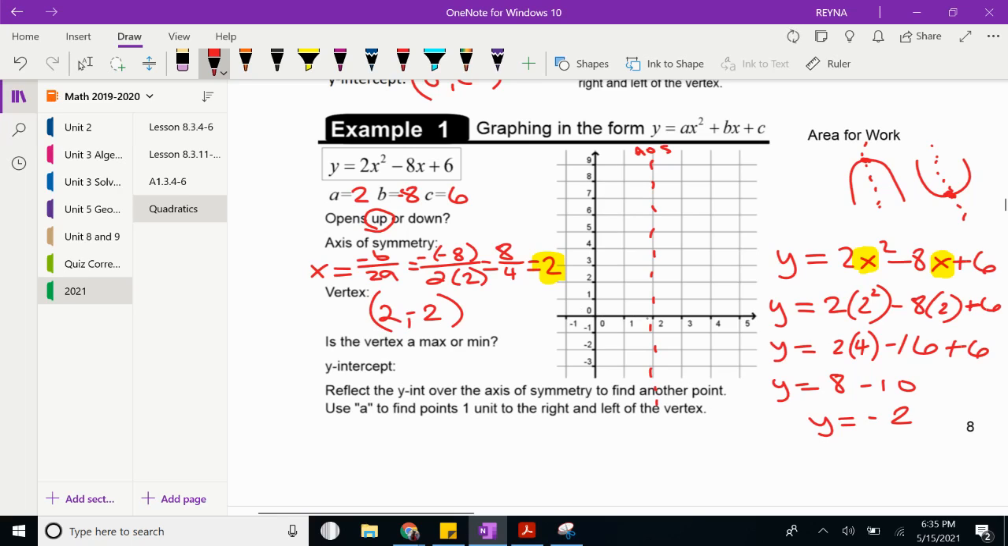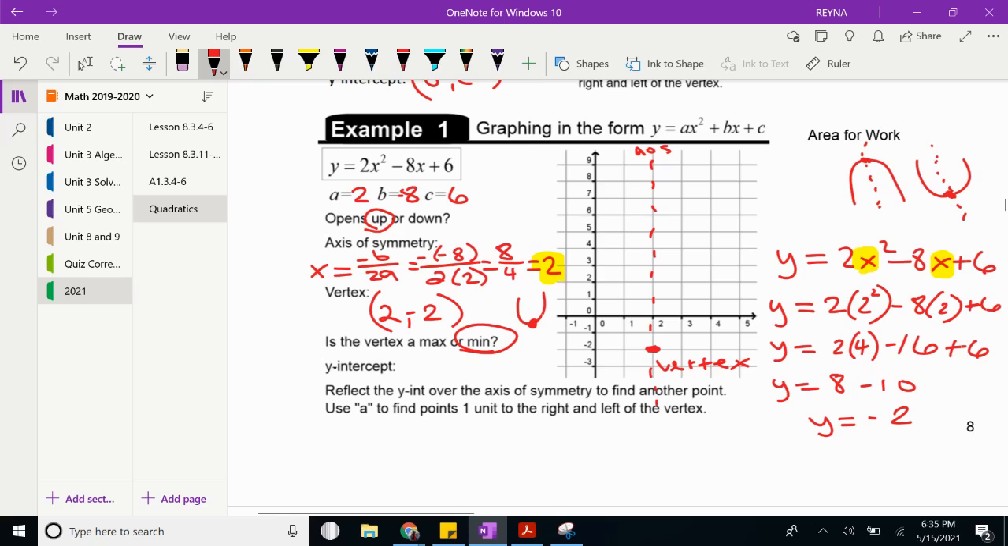So if I go on my graph, 2, -2, I put a point here. This is my vertex. And we said it's going to open up. So is this going to be a minimum or a maximum? Is my vertex a minimum or a maximum? It would be a minimum, because if it's going to open up and it's going to be down here, it's going to be in the ditch.